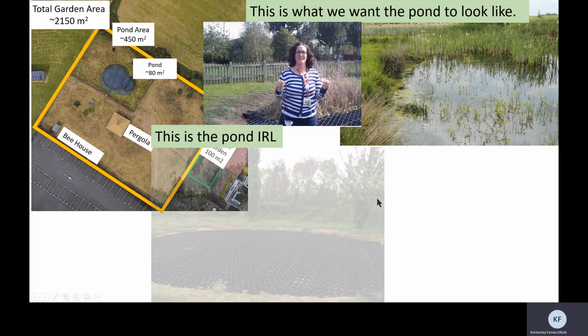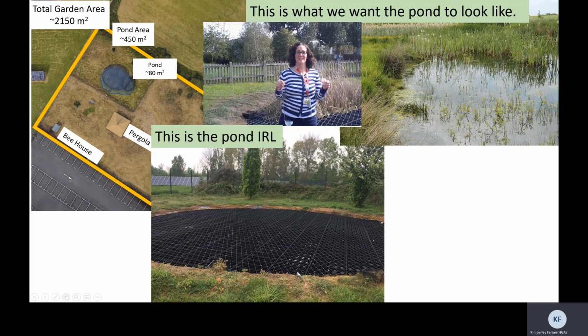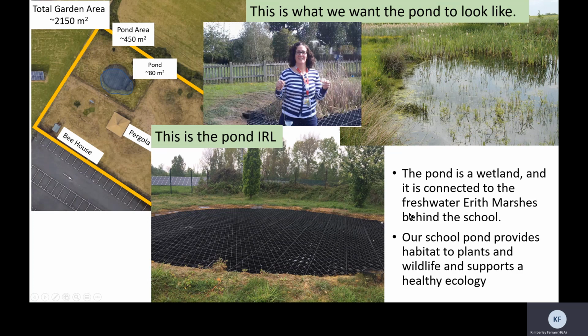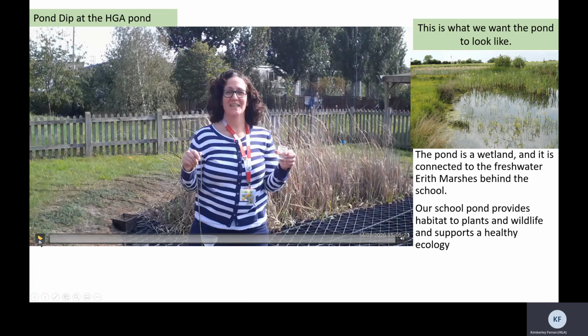In real life, this is what our pond looks like because we have a safety cover over the top, but we've still been able to carry out some pond dipping, and it still supports a healthy ecosystem. The pond is a wetland, and it is connected to the freshwater Erith marshes behind the school, and it provides habitat to plants and wildlife, supporting a healthy ecology. Let's have a look at a video of the type of activities that we carried out with our students.